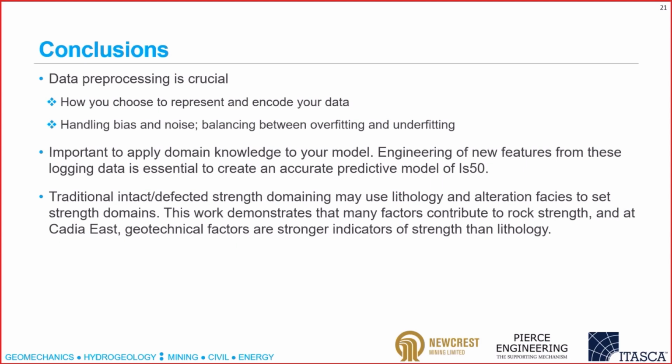And so, ending with some conclusions. Of course, data preprocessing is crucial. How you choose to represent and encode your data is really important when you train your model. The model is the data. Handling bias and noise was really critical. We found that trying to do this as a regression problem instead of classification didn't work out well because of just inherent noise in the point load test and in the core logs. And then, of course, balancing between overfitting and underfitting, which you do when you go and tune your model.